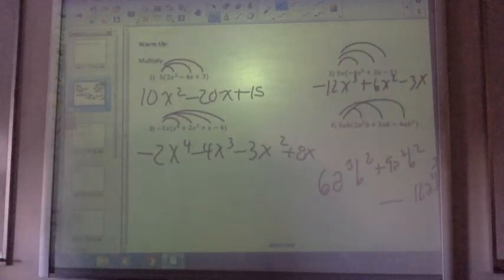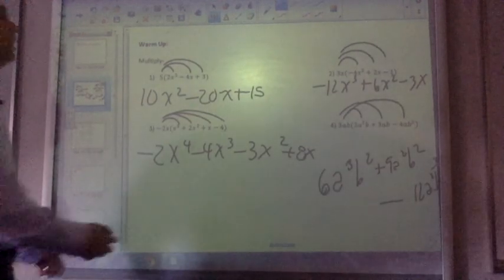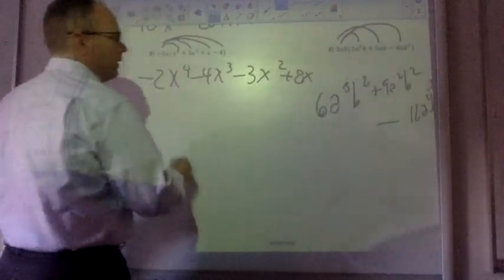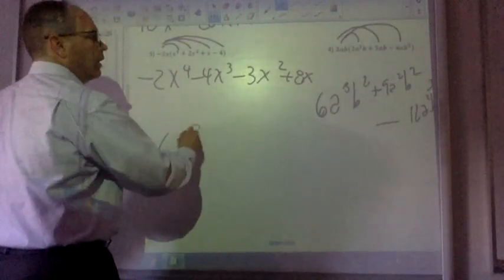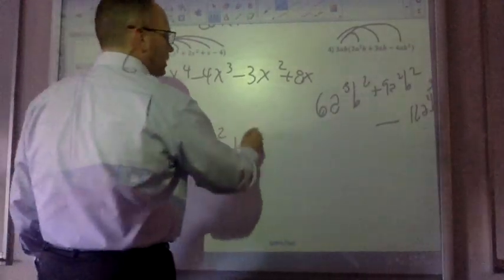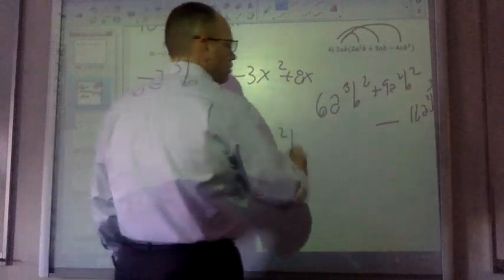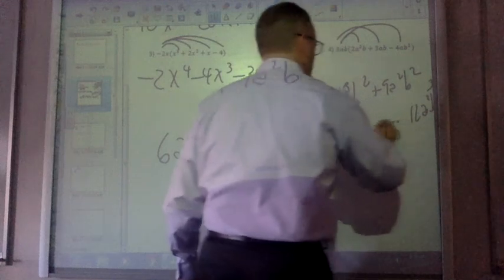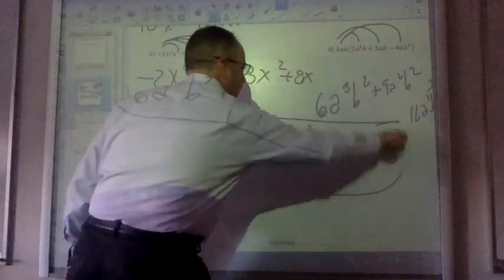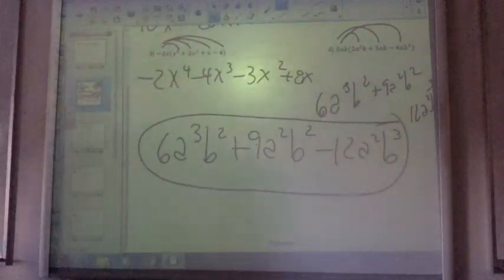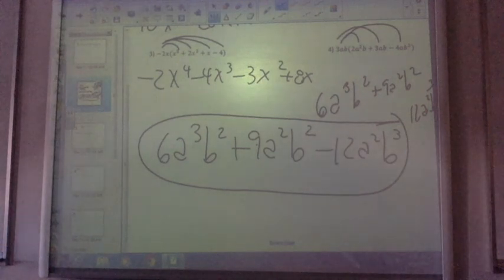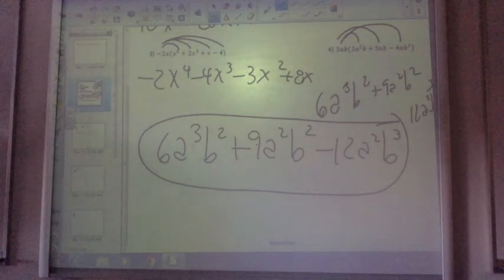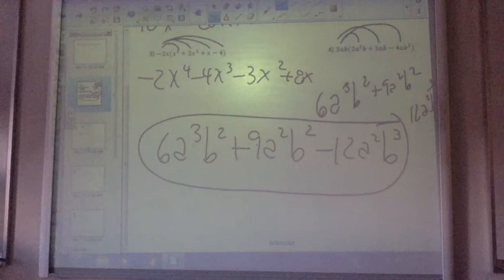It says 6a. I'll write it more clearly for you. 6a to the third b squared plus 9a squared b squared minus 12a squared b to the third. That's the answer that I didn't have room to squeeze. Thank you. Surely. Name's not Shirley. Okay. Never mind.